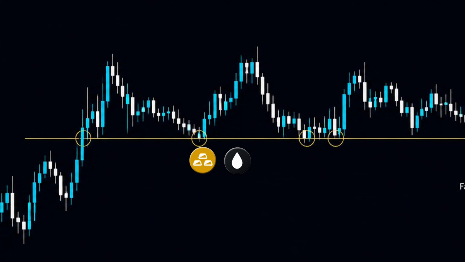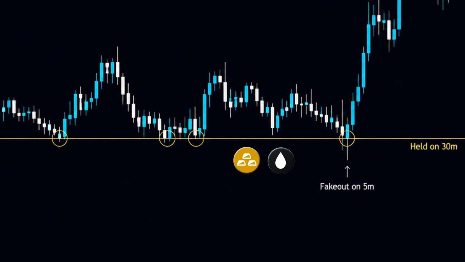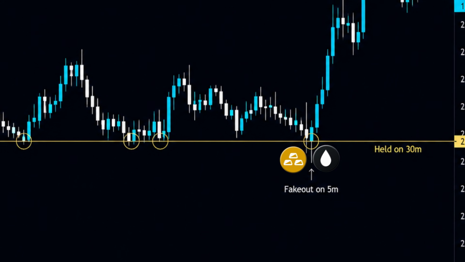And for me as well, I've noticed that gold and oil love to fake a level on the 5-minute, but actually still hold it and hold their bodies above the level on the 30-minute. So I've noticed that in the characteristics of those tickers, that they love to fake levels and love to not exactly hold to the level always.